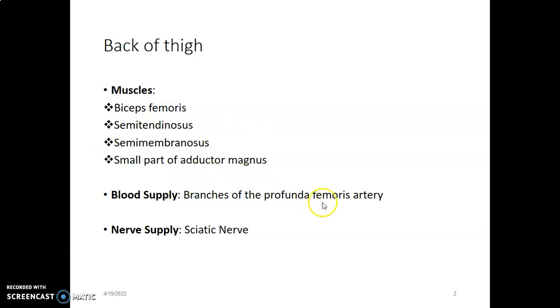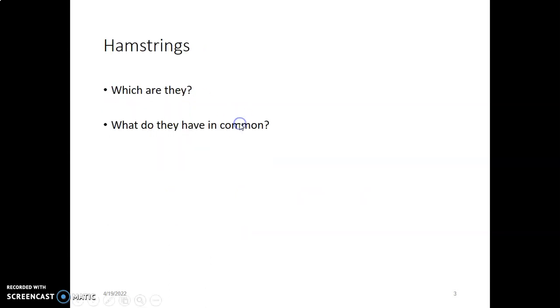These are mainly supplied by the perforating branches of the profunda femoris artery, which is a deep branch of the femoral artery. And they are supplied by the sciatic nerve, where all of them are supplied by the tibial branch of sciatic nerve, except the short head of biceps femoris, which is supplied by the common peroneal branch of sciatic nerve. So you need to remember that detail for the sake of your MCQs.